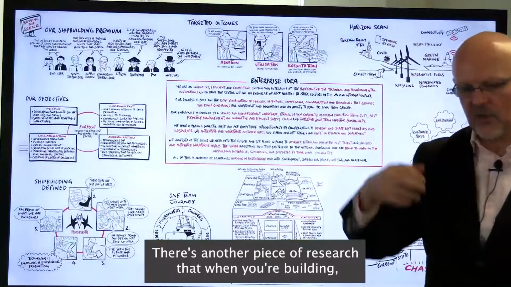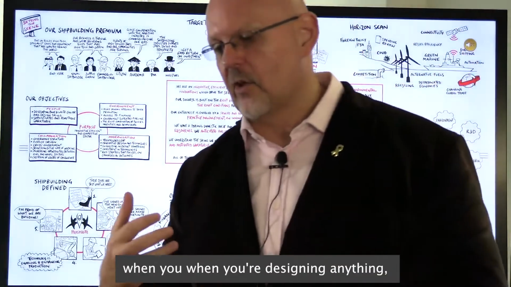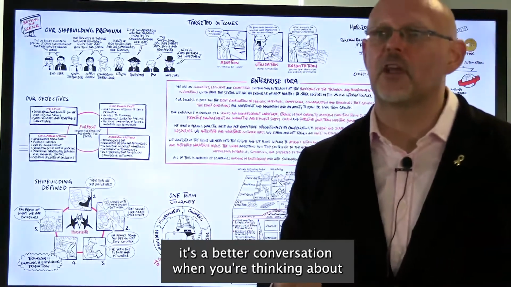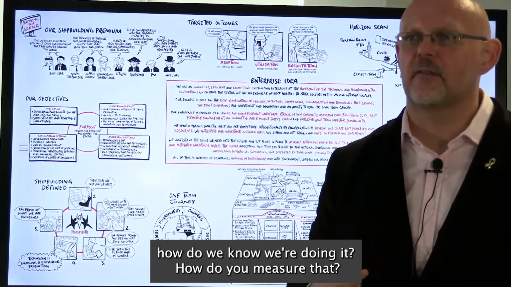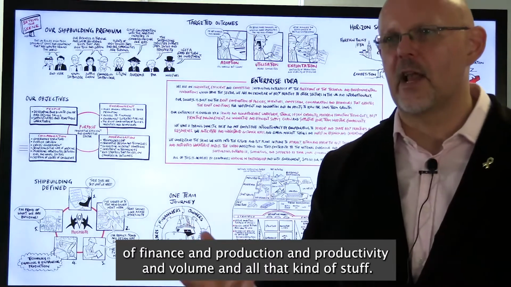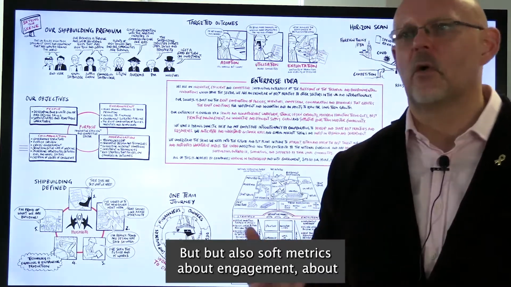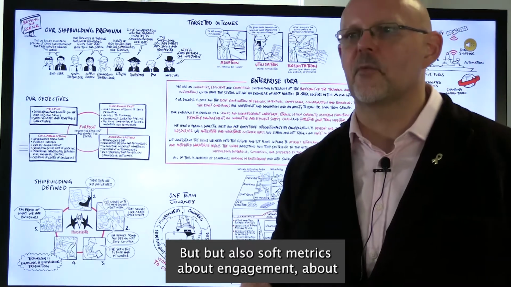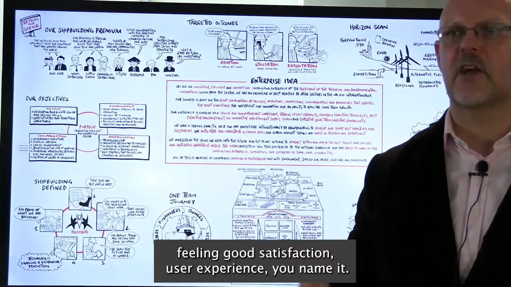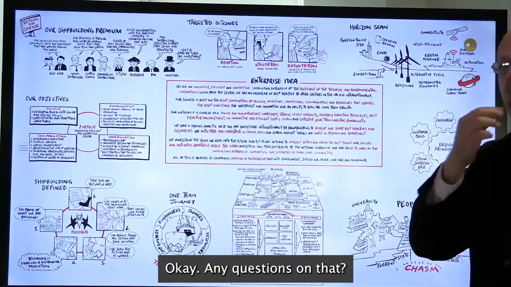There's another piece of research that when you're designing anything, it's a better conversation when you're thinking about how do we know we're doing it, how do you measure it. And when I'm talking about measurement, yes, it is the tangibles of finance and production and productivity and volume, but also all the soft metrics about engagement, about feeling good, satisfaction, user experience, you name it. Okay. Any questions on that?